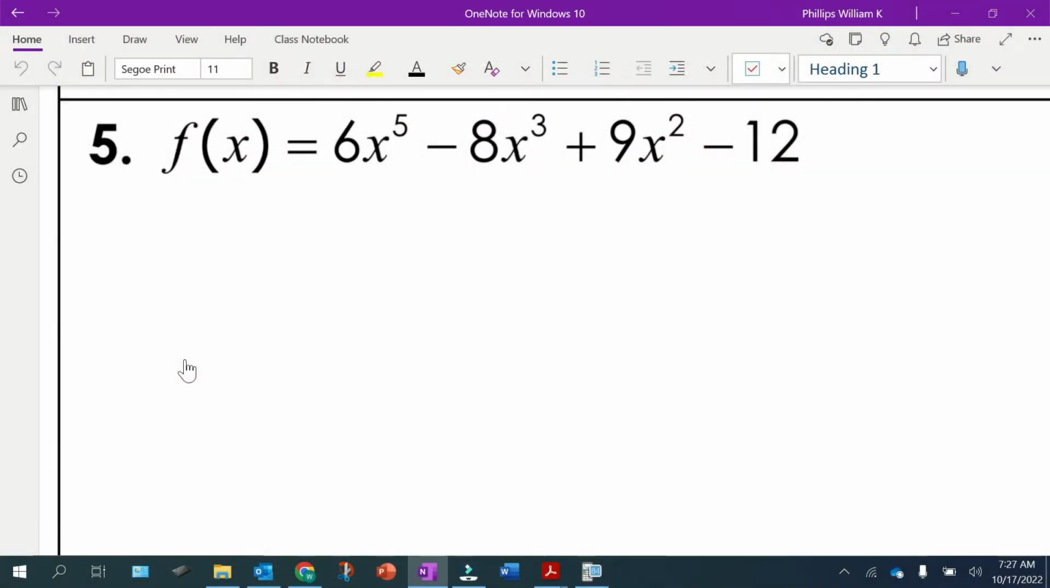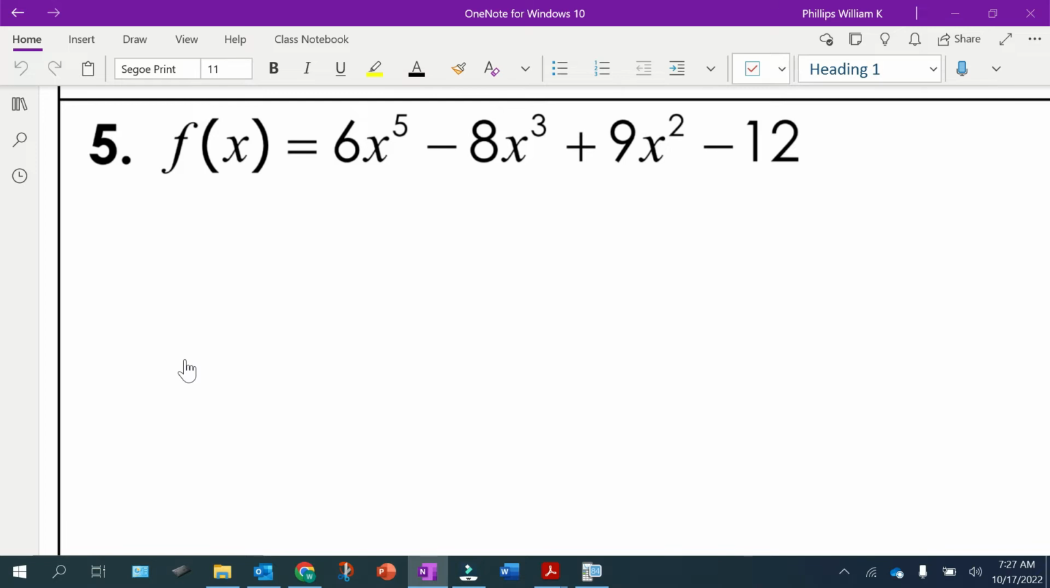Hey everybody, in this video we're going to be going over the polynomial equation solver on your TI-84. So here is a random problem that we have from pre-calculus, and they want you to find all the zeros of this polynomial.